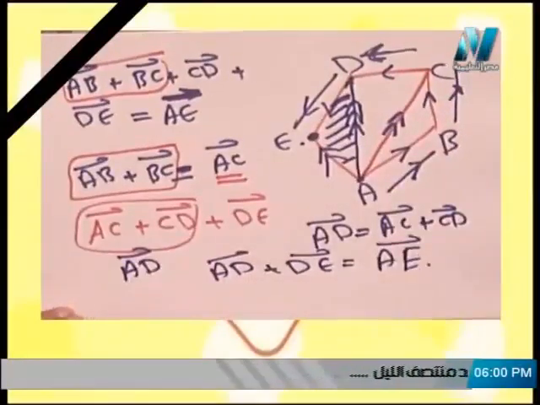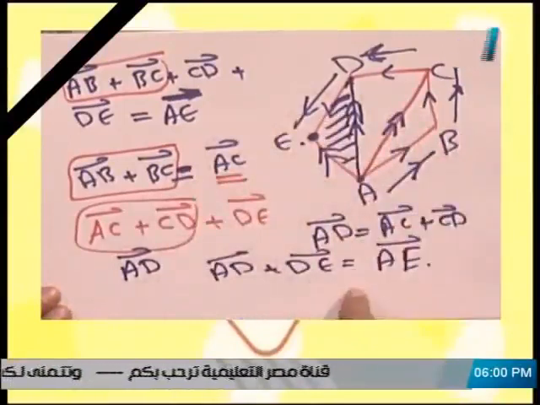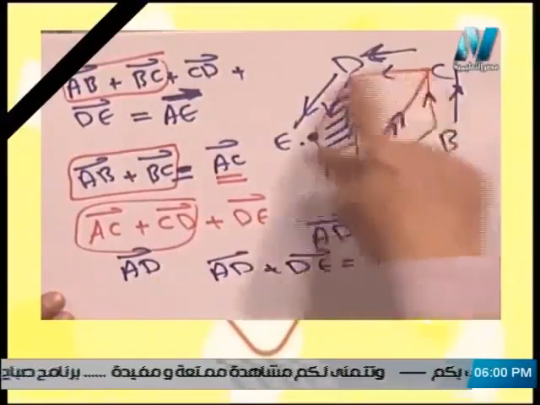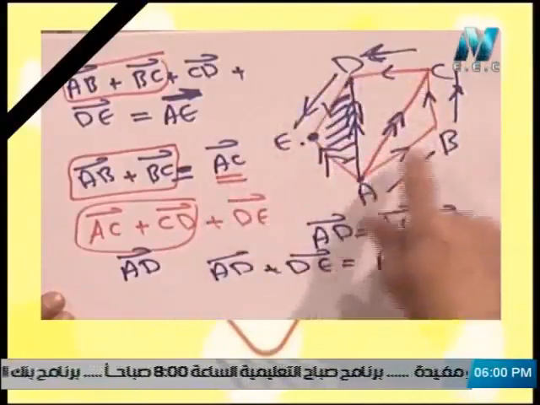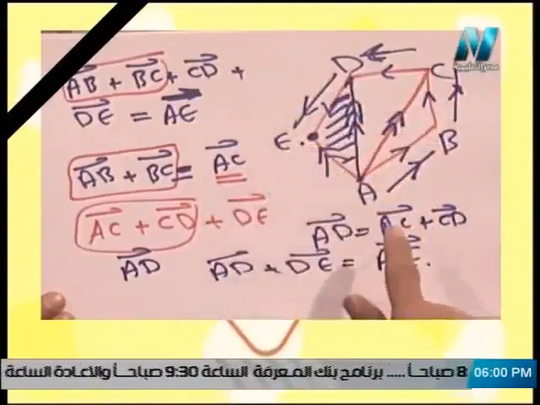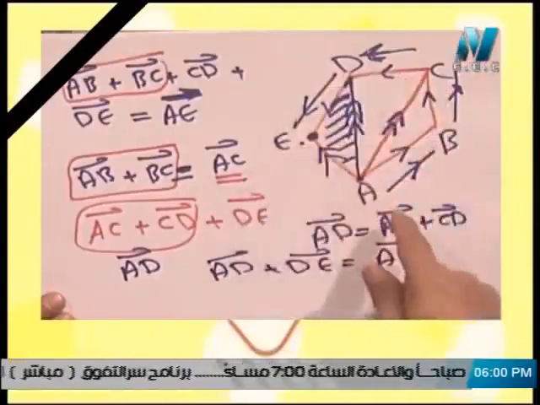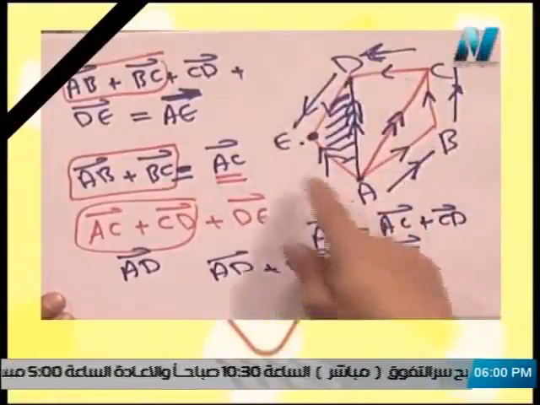And by this way, we have proved that if we have a hexagon or pentagon or any polygon with some vectors expressed on it in the same direction or circular direction as this, AB plus BC plus CD plus DE, we can express the sum by the opposite direction vector, which is AE.